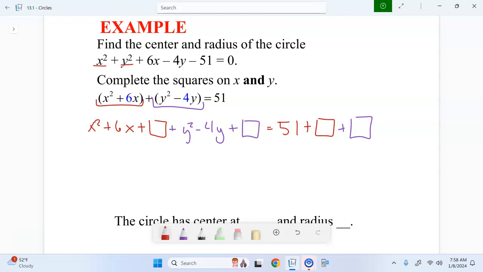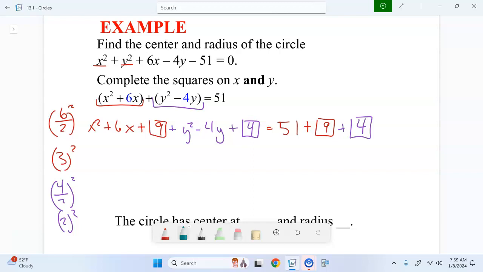All right, so how do I figure out what goes in my red box? B over 2, squared. 6 divided by 2 squared. So we get 3 squared. So 9 and 9. All right, what about the purple box? 4 over 2 squared. 2 squared. So then we get 4. So now we've completed the square for both the x's and the y's. And then we're adding those same values to the right side.